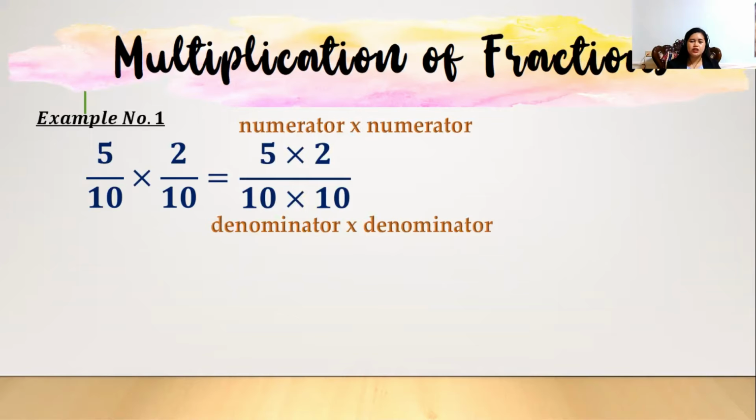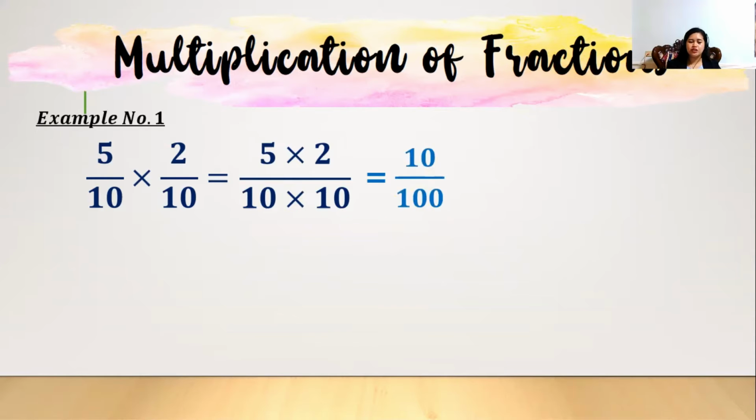That would be equal to 5 times 2, so we multiply both numerators, then 10 times 10. The product of our two fractions is 10 over 100. We can rewrite this fraction in its reduced form, which is 1 over 10, since both numerator and denominator are divisible by 10.